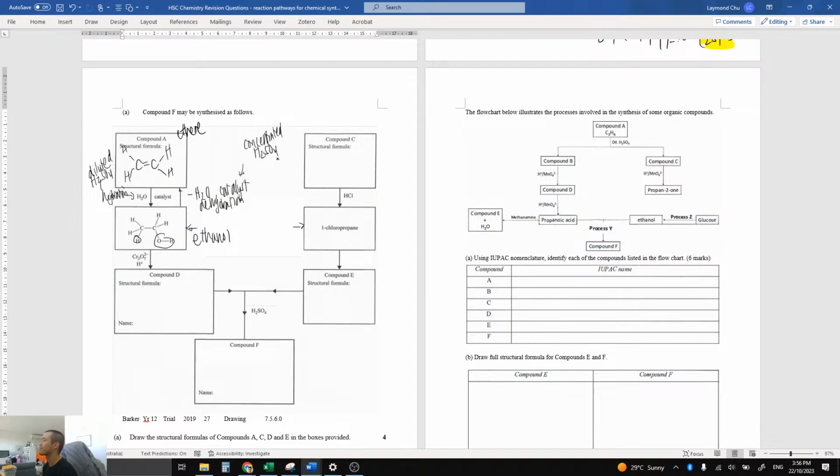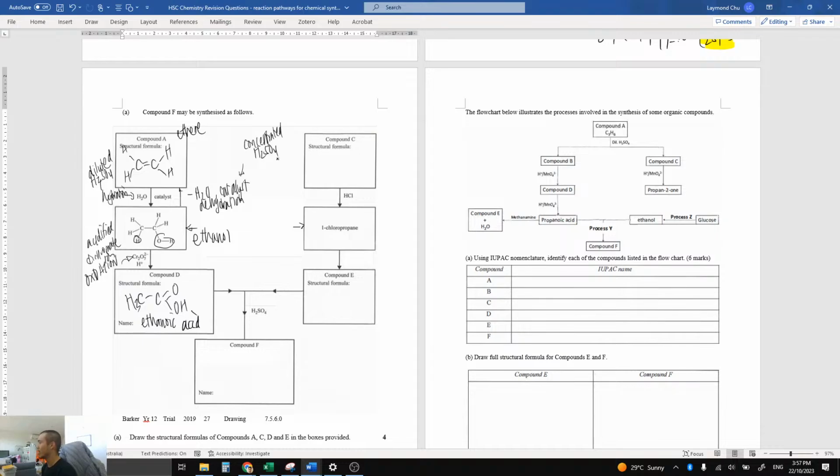Lovely. We've seen that a lot. Now let's work downwards from ethanol. I'm sure you've seen this already. This is acidified dichromate ion. This is an oxidation reaction. What does that do? It turns that into a carboxylic acid. So the carboxylic acid version of a 2-carbon chain is ethanoic acid. So this is ethanoic acid. Perfect. We can name this.